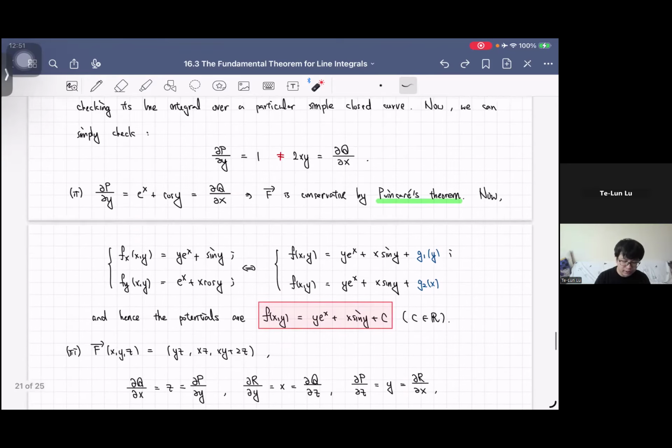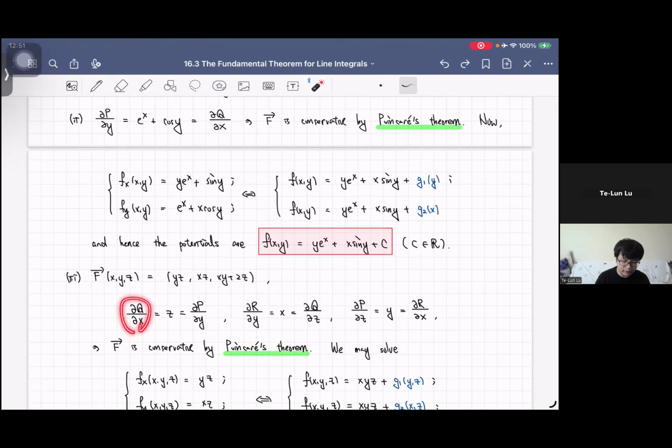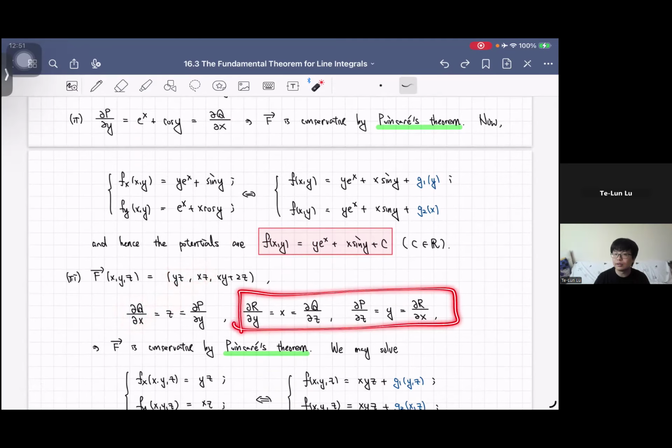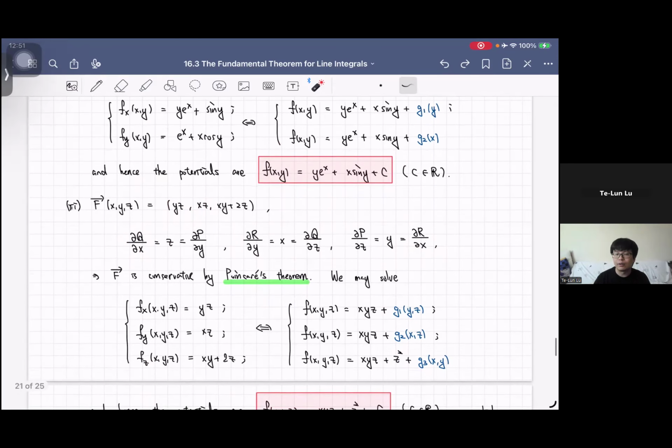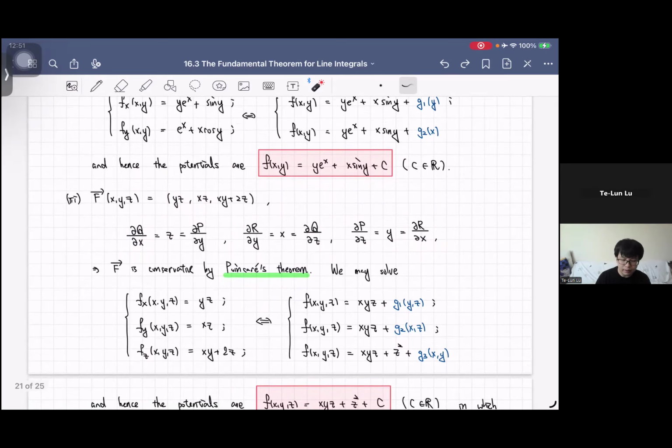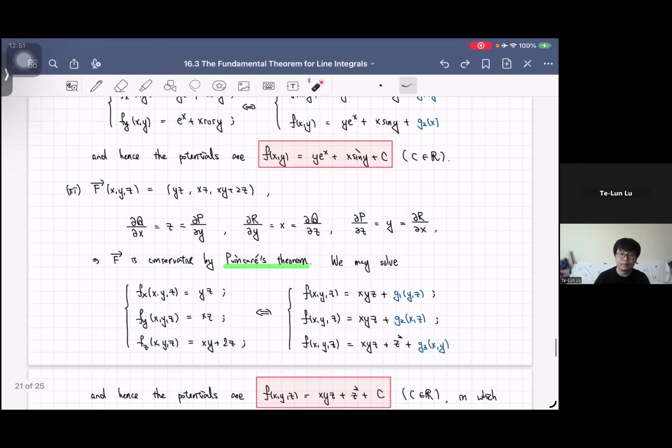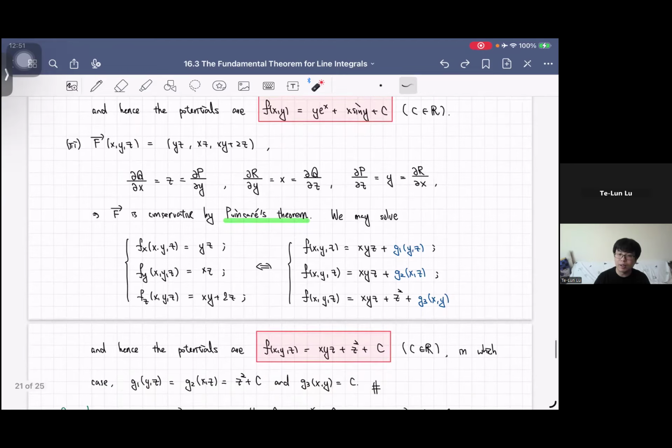So that is right. We see partial q, partial x, in this case gives us z. And partial p, partial y gives us, again, z. The same thing happens for the latter two terms. The required equalities hold. So again, by Poincaré's theorem, and the fact that Rn, in this case R3, is simply connected, we know that the vector field here is conservative. So it remains to find the potential function, which is what is required in the problem.